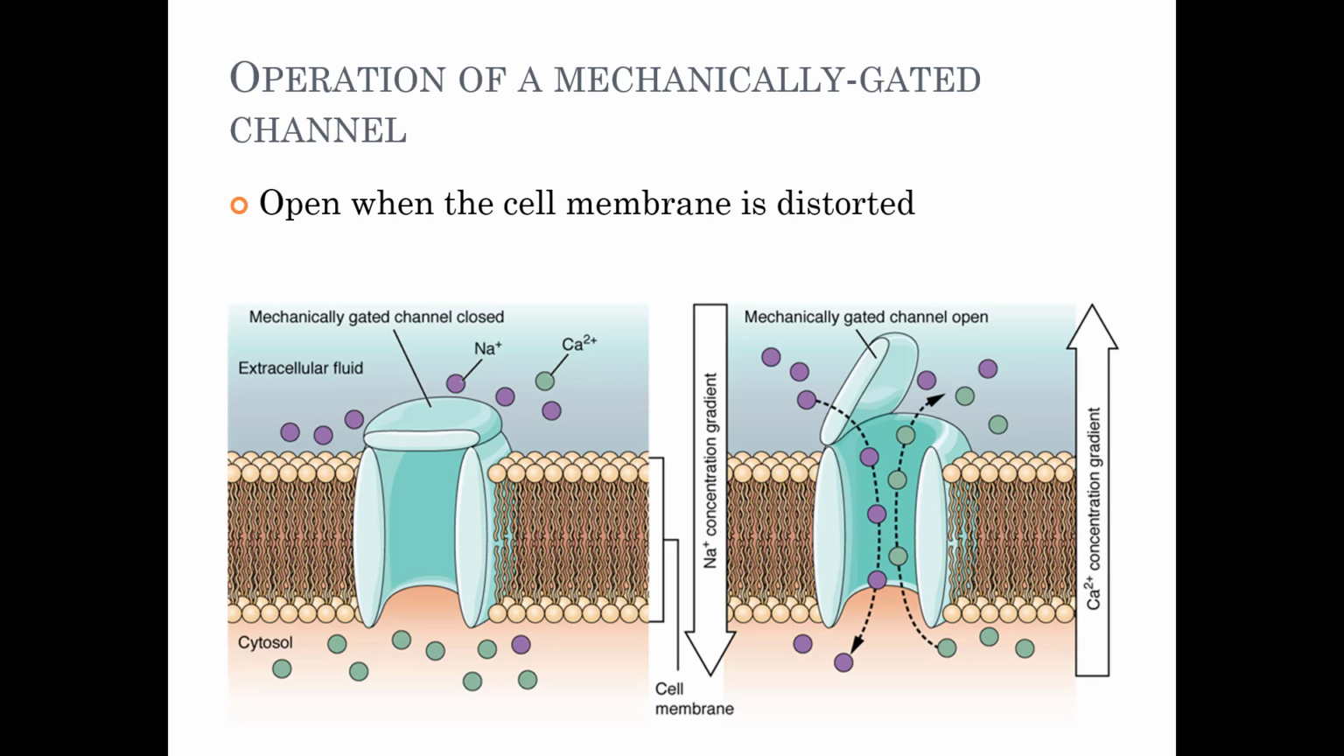Mechanically gated channels open when the cell membrane is distorted. So they're going to respond to things like vibration or stretching of the cell membrane. Anytime the cell membrane is distorted in any way, could be pressure as well, this mechanically gated channel is going to open. Again, when it's closed, it doesn't allow for the movement of any ions. When it's open, it allows for the free movement, the free diffusion of the ions through that channel.